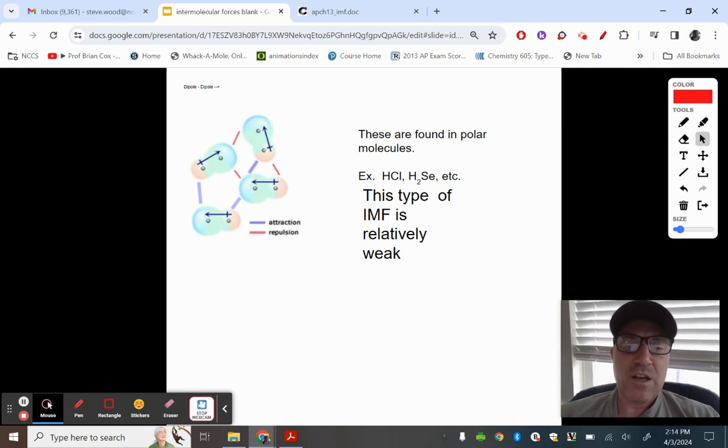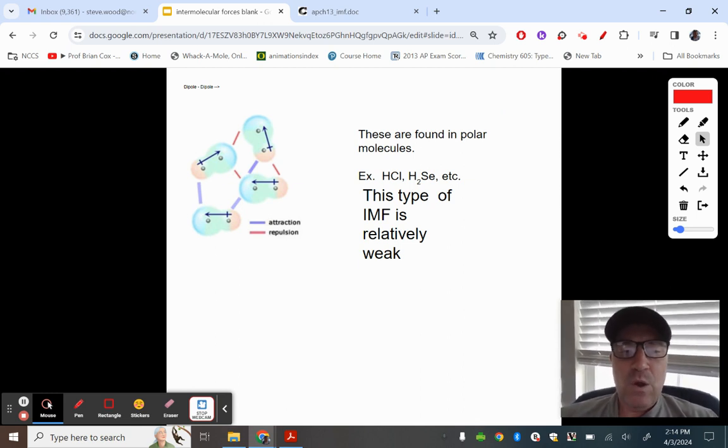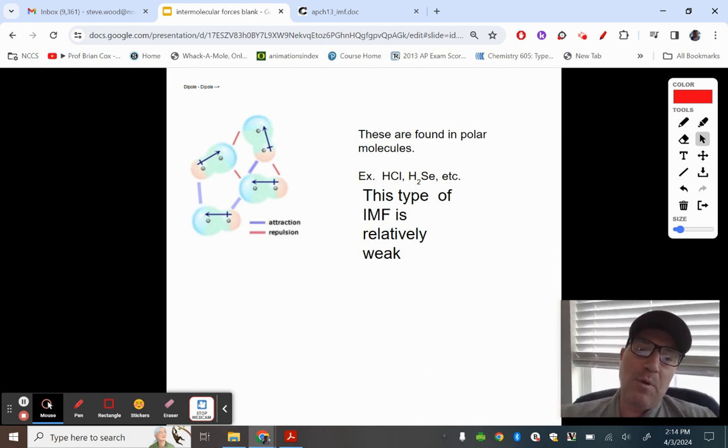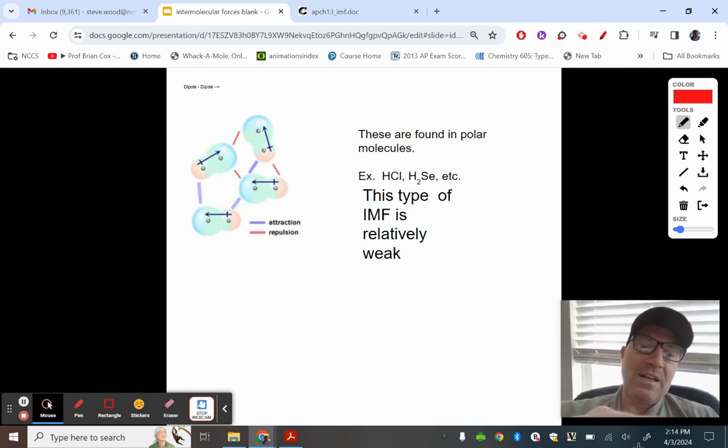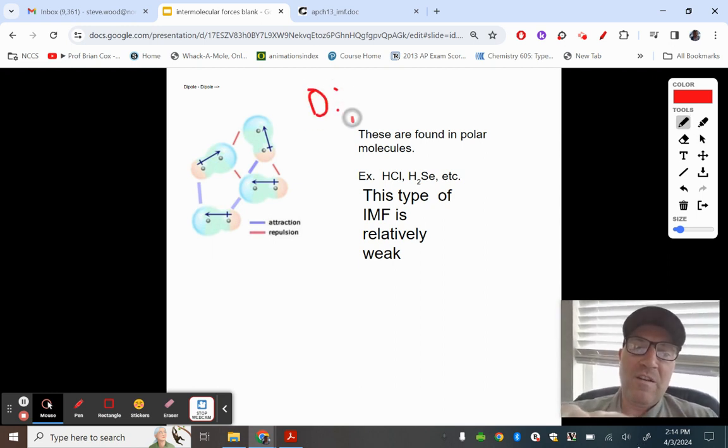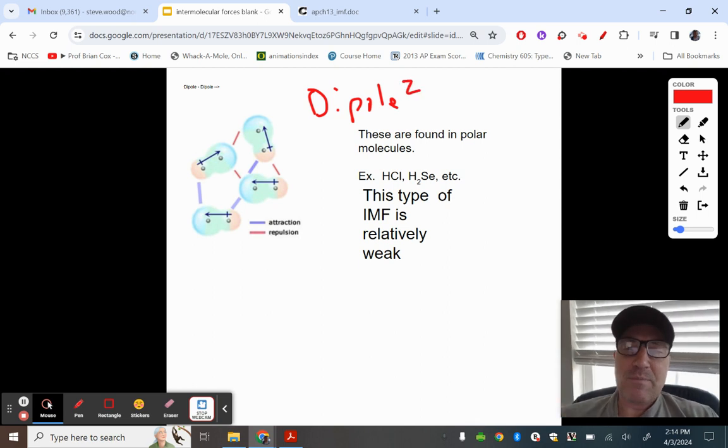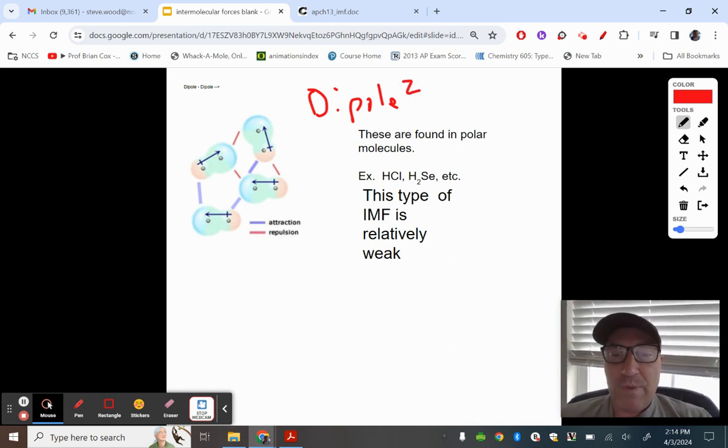So let's first talk about dipole-dipole. I'll write this up top. I don't know why it got small up there. So dipole-dipole. Don't ever write it like dipole squared besides right now. This is a force that's found within polar molecules.